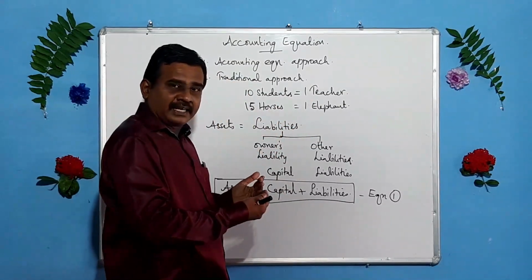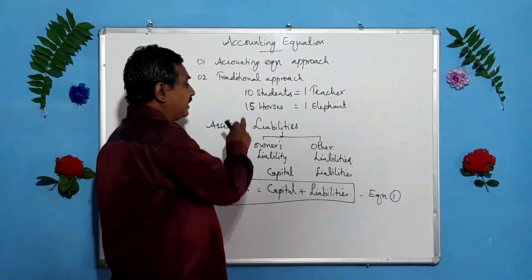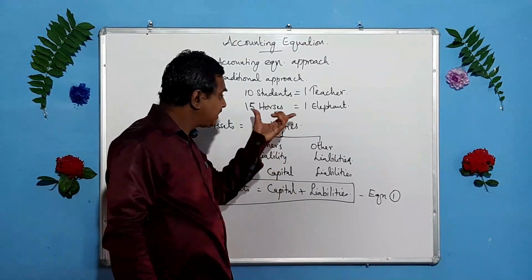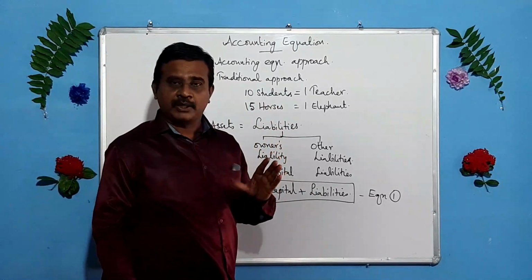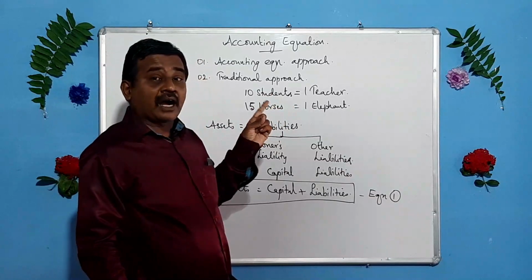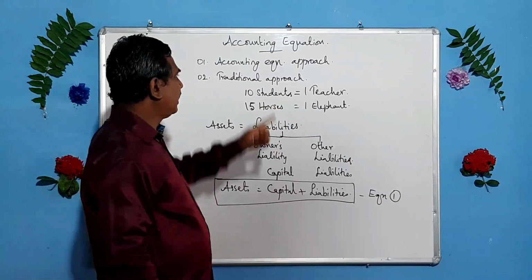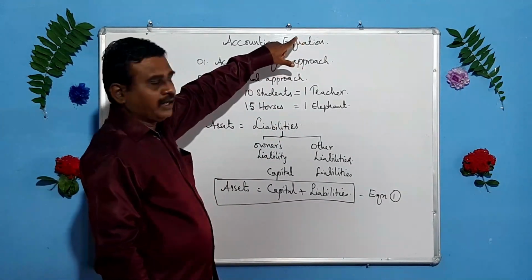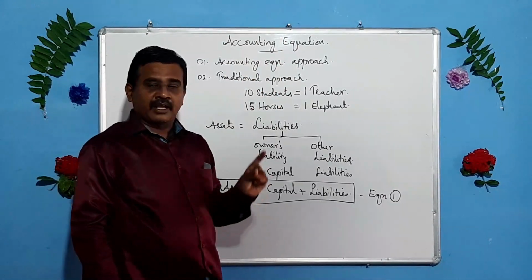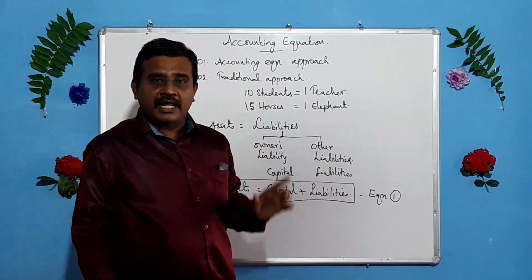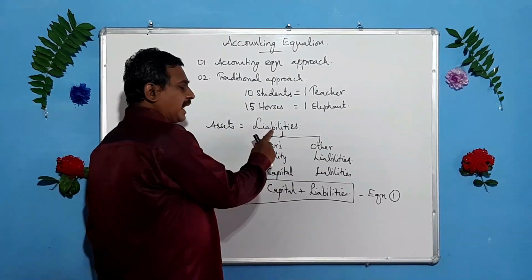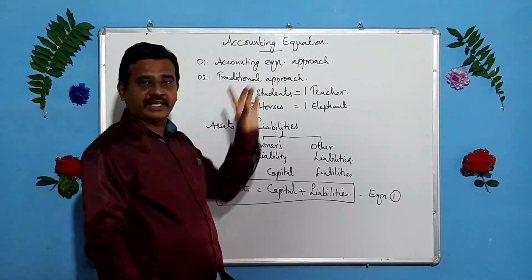This can be understood in the next example. 15 horses are equal to one elephant. It means this is also an equation. You must have studied in 10th standard. And what do you mean by accounting equation? Equation, you know the meaning of equation. Accounting equation means the mathematical expression of the relationship between assets and liabilities.